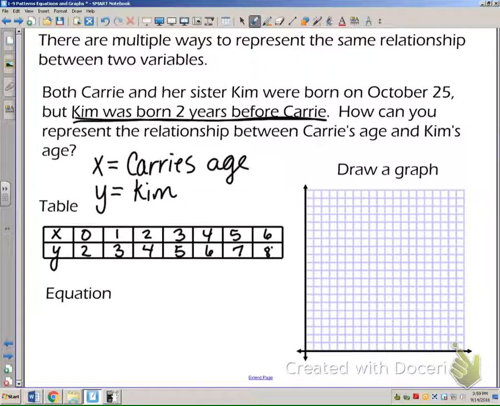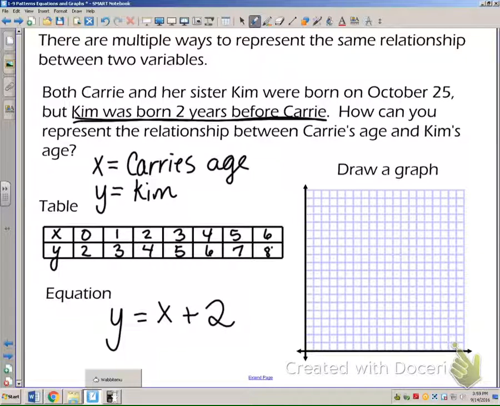So now what I want to do is I want to think about an equation. We want to relate y and x. So if when Carrie was 0, Kim was 2 more than her. When she was 1, Kim was 2 more than her. When she was 2, Kim was 2 more than her. So if I know Carrie's age and I add 2 more years to it, then I'm going to know Kim's age.